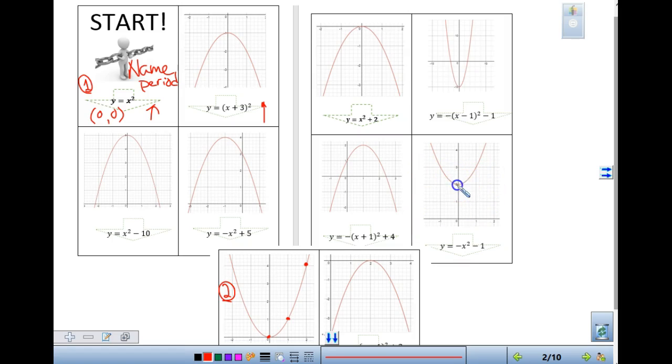Could it be this one? Could it be at 0, 2? Could that be the vertex in that graph? Well, there's no way. If I plug in 0 here, right, I'm not going to get 2. So I can try different numbers. Like, could I try -1? I can go to one of my graphs.